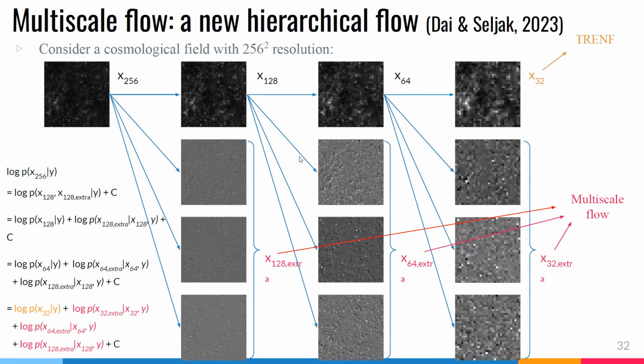Okay, I just want to quickly mention something that we recently did, so-called multi-scale flow, where you decompose, for example, weak lensing data into several different resolutions, and you try to learn the likelihood of the data at every resolution level.